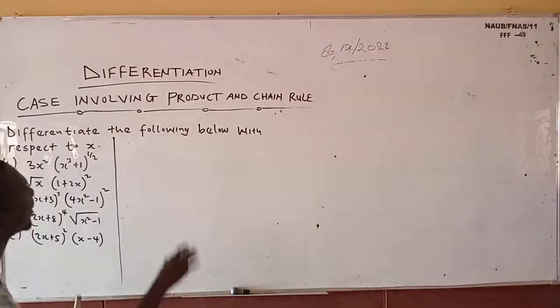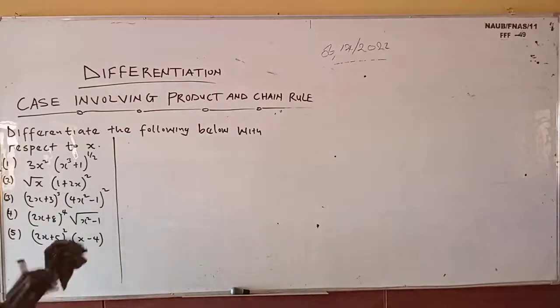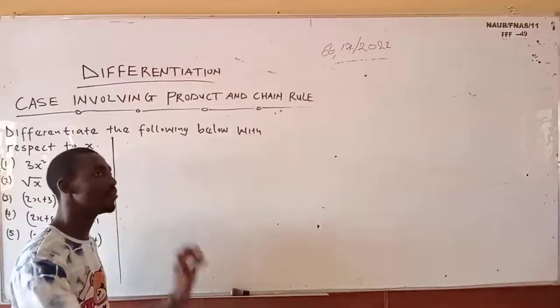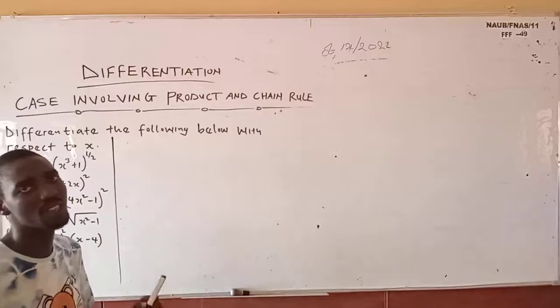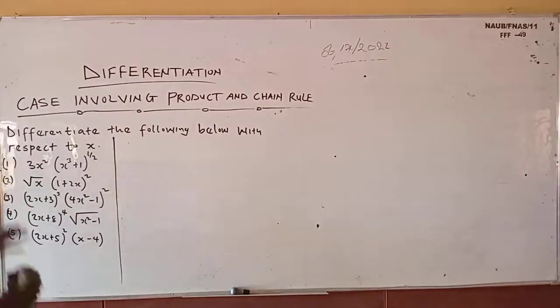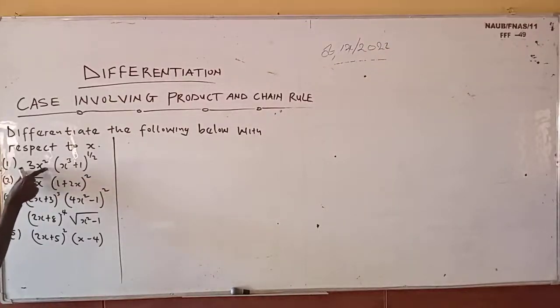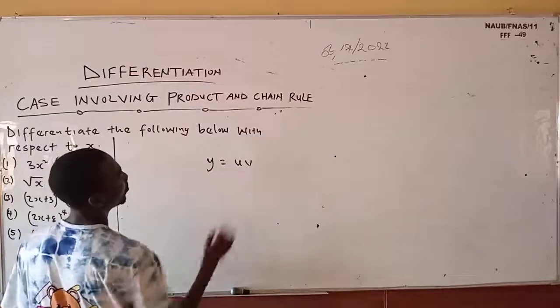But before I start, how do you know that this is product and chain rule? Now, I've already told us that chain rule is used for the derivative of a function that has power. The power can be either positive or negative, can be in form of fraction. Now, if you look at this, this is multiplying this, right? So I can say this is my u, this is my v. From product, y equals to uv, right?